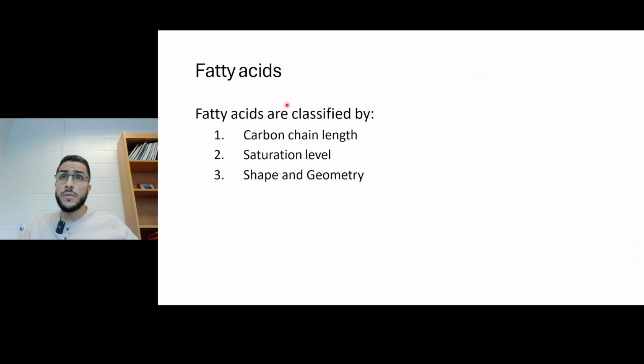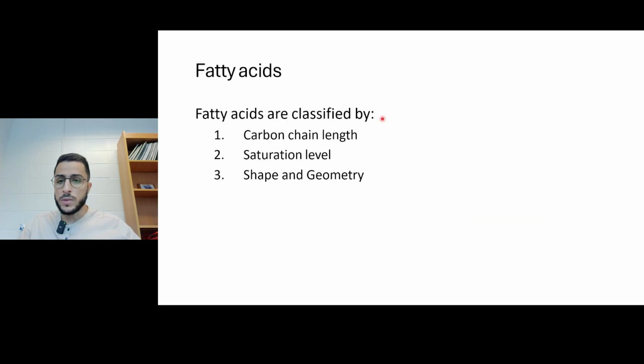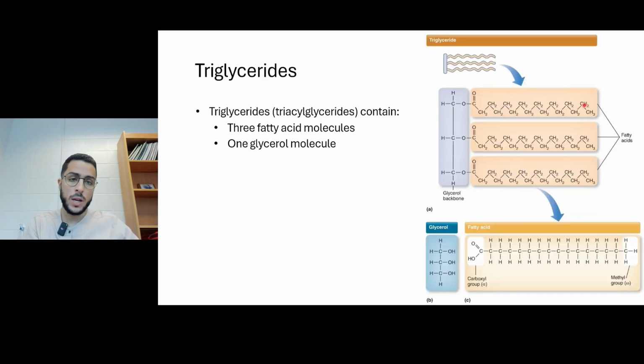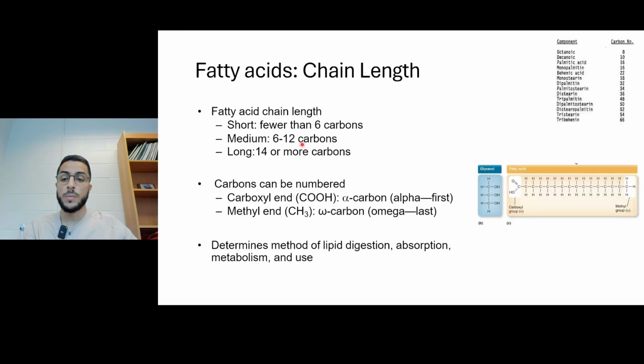So we can classify fatty acids because they are very diverse. We can classify them using 3 things. So you can have different fatty acids based on their chain length. For example, here the carbon chain can be longer, shorter, etc. The saturation level, so when we talk about saturation level we're talking about the number of double bonds between each carbon, and then the shape and geometry. Are they in a cis configuration? Are they in a trans configuration? When we're talking again about the effect that the double bonds have on the shape of the fatty acids.